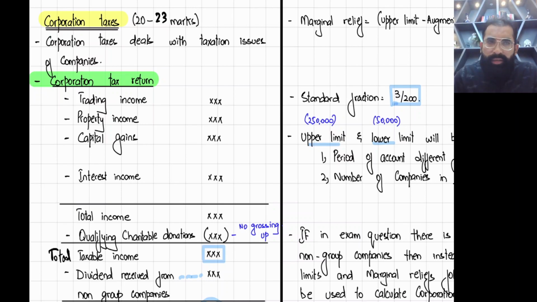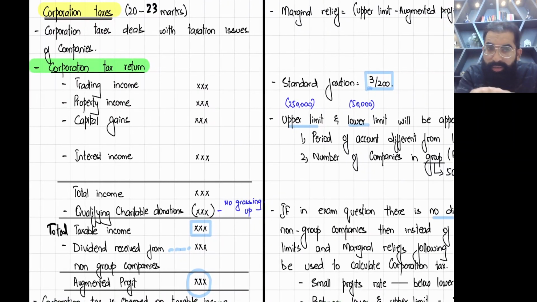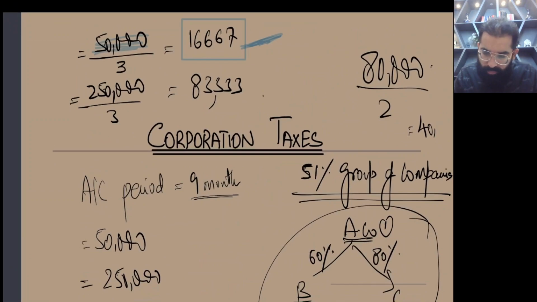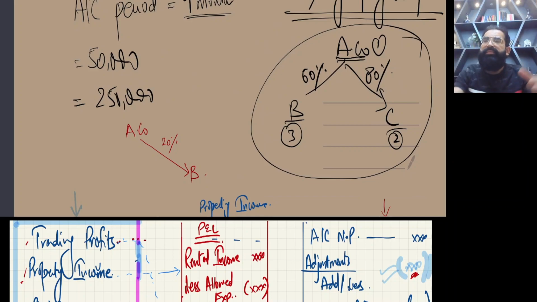Now, to this total taxable income, one more thing we add, and that is called dividend. See the screen: dividend received from non-group companies. Dividend received from non-group companies means companies in which you have a holding of less than 50%. For example, you are A company, and you have a 20% investment in B company. So this 20% means B is a non-group company.